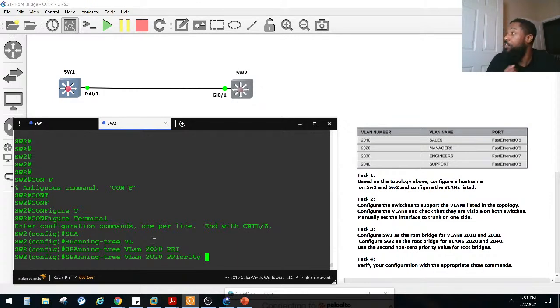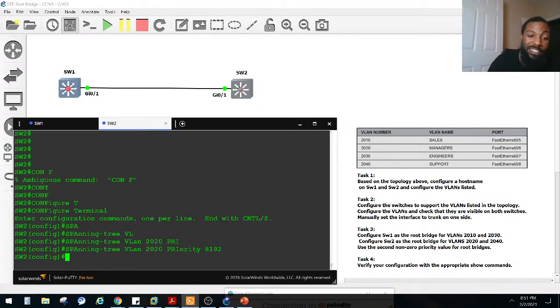Anybody remember any of the new people that just walked in? What is the second non-zero priority value for a root bridge that you can use? We had some people that answered that already. I just wanted to get somebody new in here. Pete got it right though: 8192. Appreciate that. I know we already answered that, but it's all good. We need to move on, right? And we'll do the same thing for VLAN 2040, so we can get us out of here.